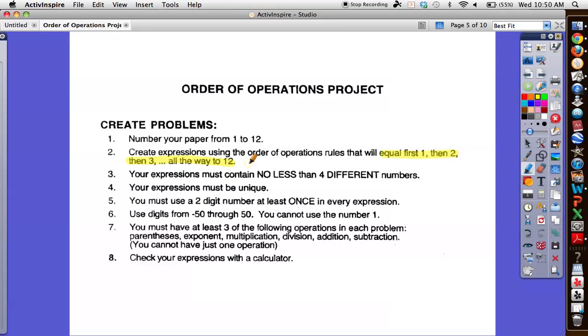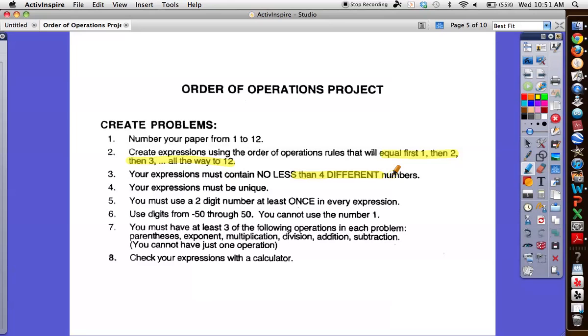Okay? Here are the rules. That's probably pretty easy, but we'll make it a little bit more difficult. We're going to have certain constraints or rules that you have to use when you make your expressions. First rule: you have to have at least 4 different numbers. So say you have 5, 6, 7, and 5. That's only 3 different numbers. They have to be different.